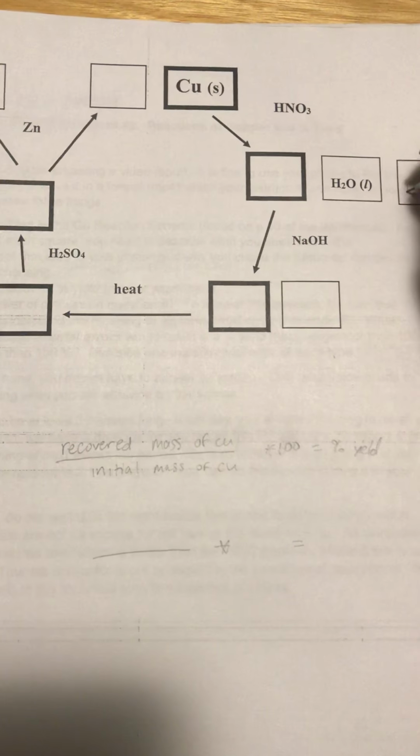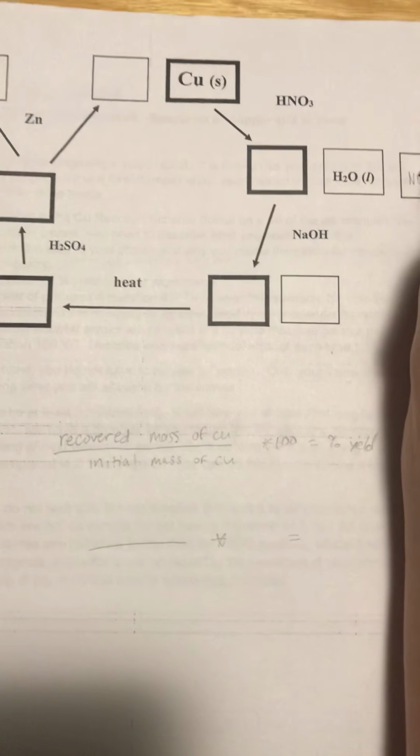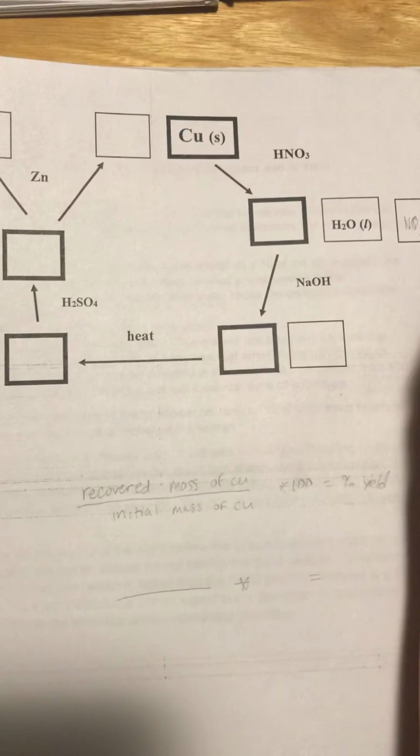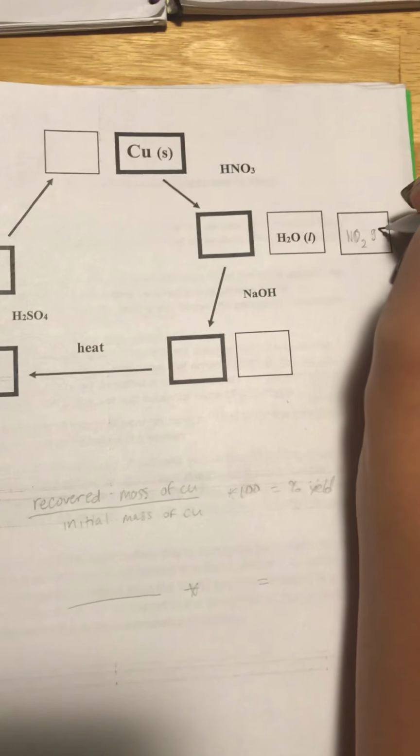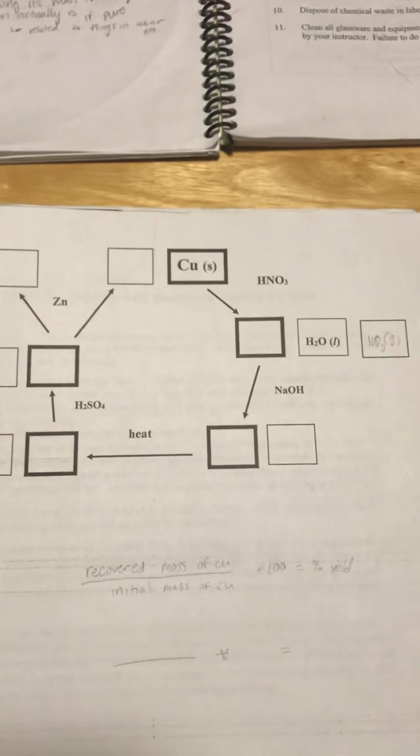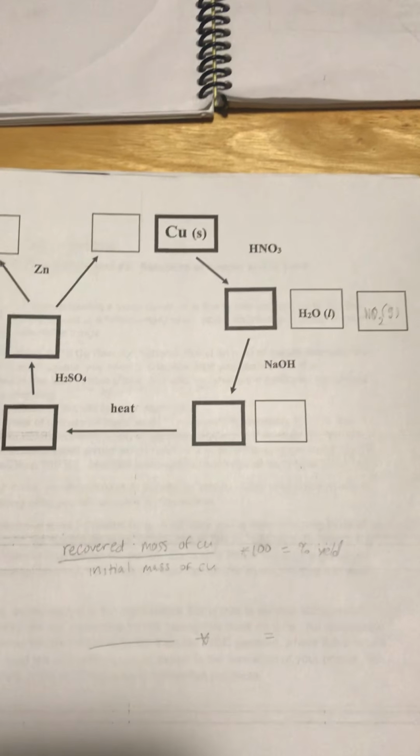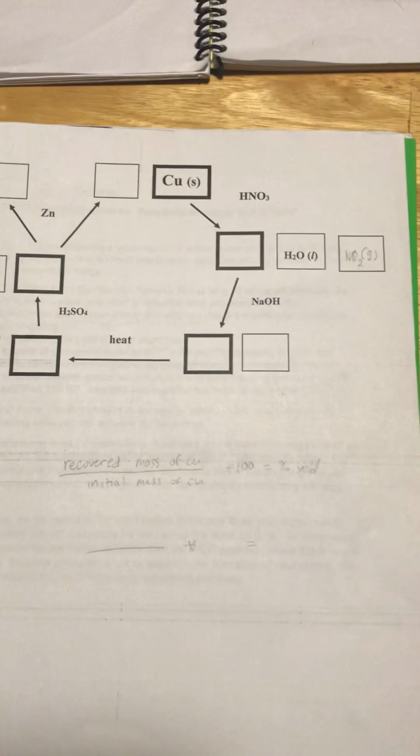The main thing that we first see, which I'm going to write in here, is the nitrogen dioxide, also known as NO2, and this is seen as a gas within our mix. So it's basically a brown, orangish, red kind of gas given off, very thick.